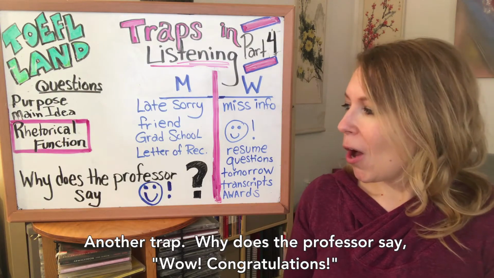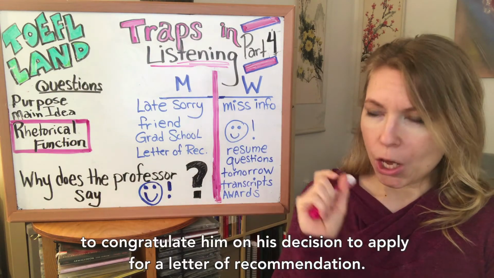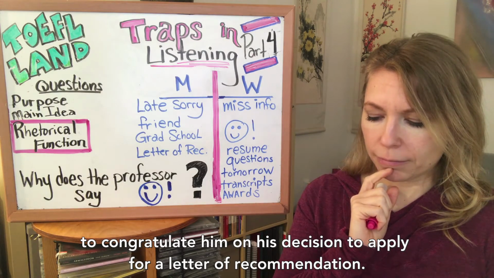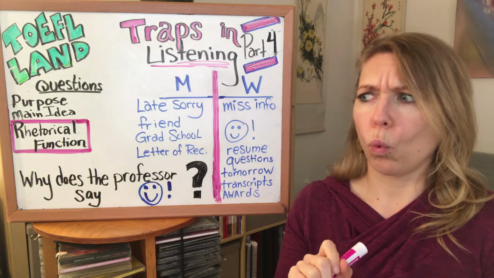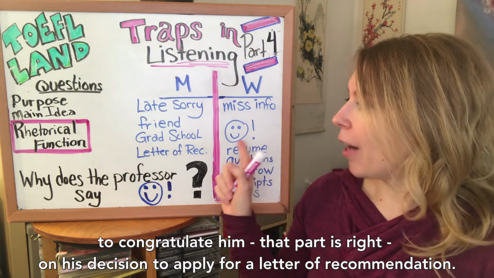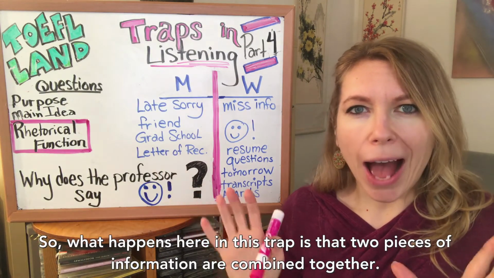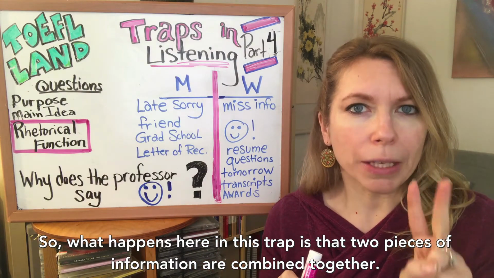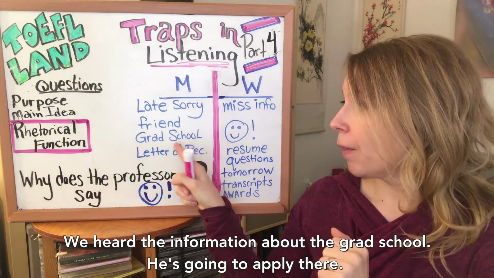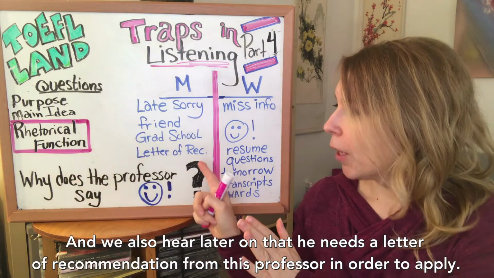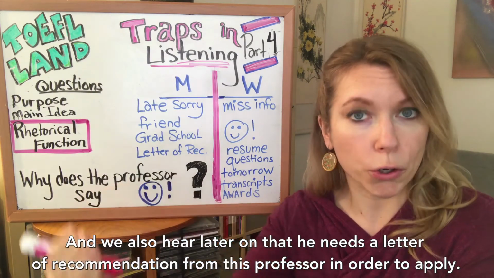Another trap. Why does the professor say, "Wow, congratulations"? And let's say our answer choice says, "to congratulate him on his decision to apply for a letter of recommendation." To congratulate him, that part is right, on his decision to apply for a letter of recommendation. Okay? So what happens here in this trap is that two pieces of information are combined together. We heard the information about the grad school, he's going to apply there, and we also hear later on that he needs a letter of recommendation from this professor in order to apply.